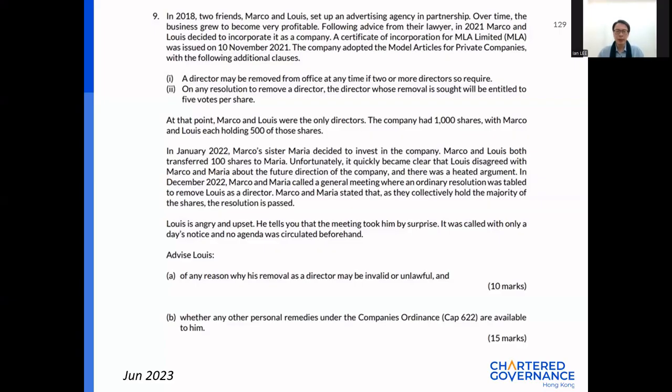So Lewis is angry and upset. He tells you the meeting took him by surprise. It was called with only a day's notice and no agenda was circulated beforehand. So you can already guess, hopefully, this is talking about a removal of director, whether they have followed all of the requirements, and also whether those clauses in the articles are valid and can be used. So let's look at the question. Advise Lewis of any reason why his removal as a director may be invalid or unlawful, and whether any other personal remedies under the company's ordinance are available to him.